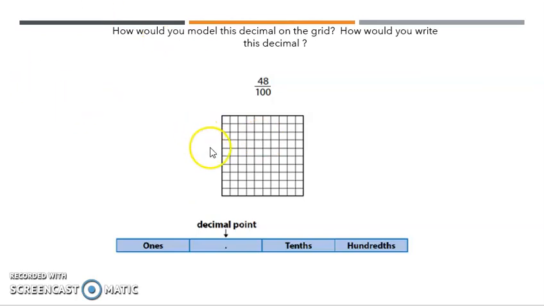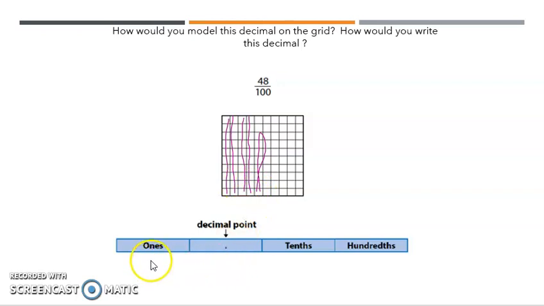Now, shading isn't that great on these, so we're just going to kind of go like this, because that's 10. 1 hundredth, 2 hundredths, 3 hundredths, 4, 5, 6, 7, 8, 9, 10 hundredths. 10 hundredths. What's that? 20 hundredths, 30 hundredths, 40 hundredths. 4 columns is 40 hundredths. So if I have 40, I need 8 more shaded. There we go. Now we have 48 hundredths shaded.